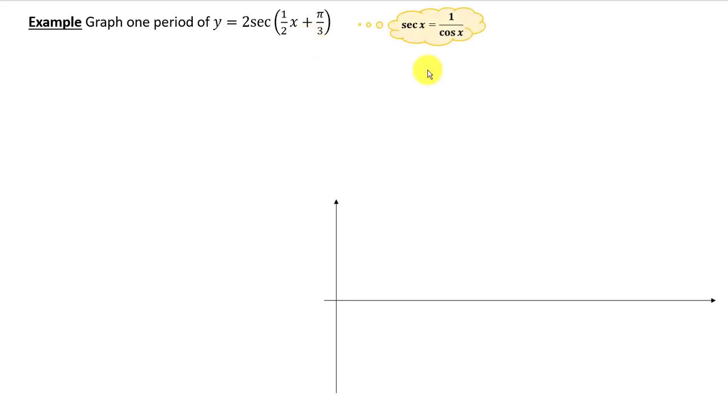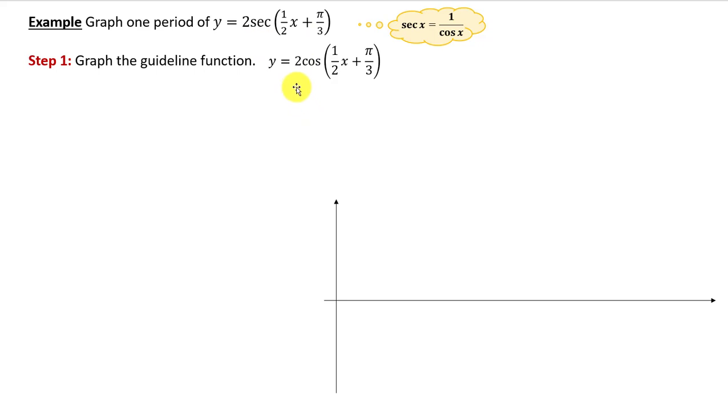For that, we just have to recall that secant is the reciprocal of cosine. So cosine is going to be the guideline function. And not just the basic cosine function, but the function that has exactly the same structure as the given one. In other words, in the first step, we have to sketch the graph of the function y equals 2 cosine of 1 over 2x plus pi over 3. I literally copy all constants from the given function.